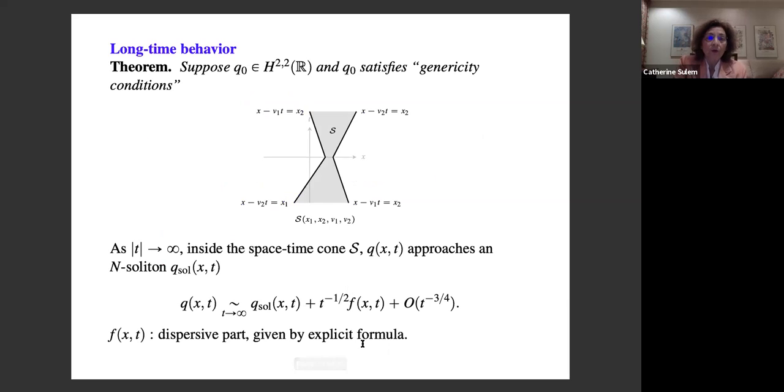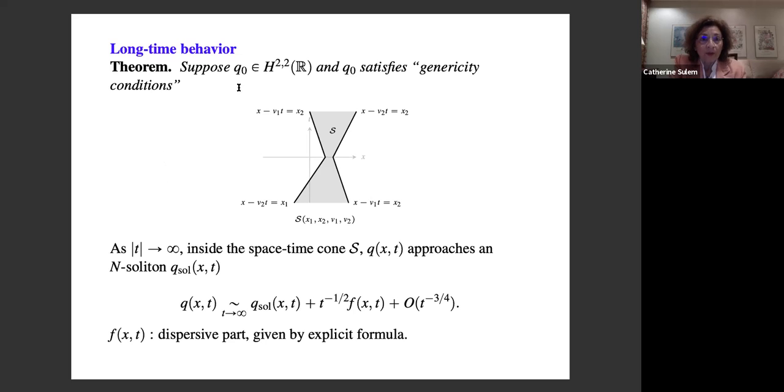The second result is the long time behavior. As I said a little bit before, I did not put a lot of information because it would require a lot of notations and be pretty heavy, but I will try to explain what this long time behavior says. So again, we assume that this Q0 is in H22, and then we will assume some additional conditions that are referred to as genericity conditions that I will explain a little bit later. It is related to some properties of the scattering data that comes along when applying this method of inverse scattering.